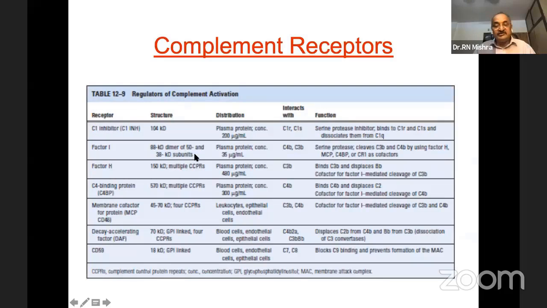So if this C1 inhibitor is absent, there would be more classical pathway activation. And factor I is a serine protease; it cleaves C3b and C4b, but using factor H. And these are regulatory for the alternative pathway. C4 binding protein binds to C4b and displaces C2. So this is again a checkpoint inhibitor.